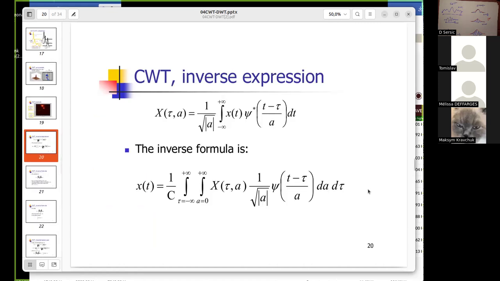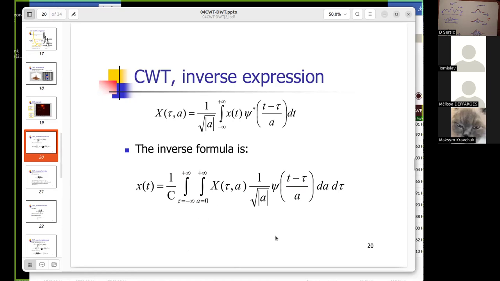Now, of course, our next question is: is there an inverse formula? Yes, there is. We have to integrate over all shifts and over all scales. The scales are positive numbers, so notice a little difference in the boundaries.